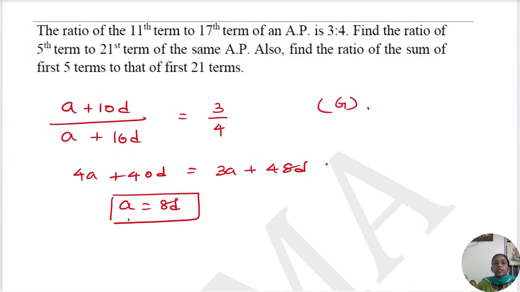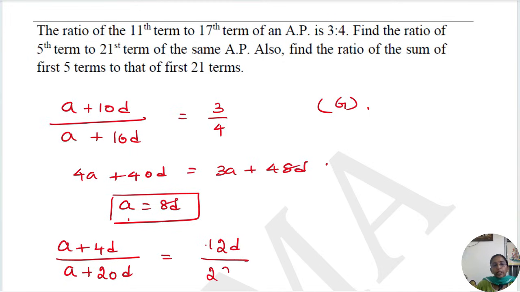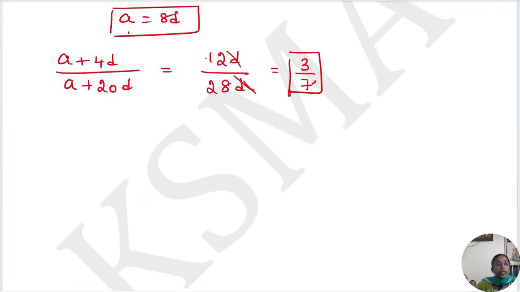And what is our second condition? Find the ratio of fifth term to 21st term. So the fifth term is a plus 4d and the 21st term is a plus 20d. A is equal to 8d, so 8d plus 4d, 12d, divided by 8d plus 20d, 28d. So d will get cancelled. On reduction, we will get our answer as 3 by 7. So our answer is A5 is to A21 is equal to 3 is to 7.